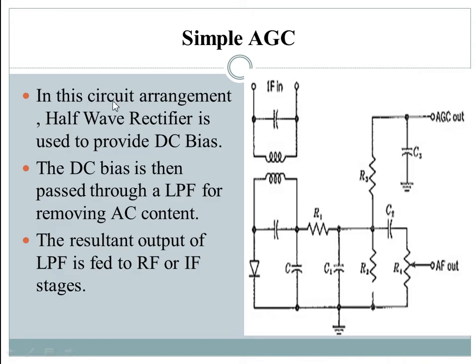This is the block diagram of simple AGC. The first block is the half-wave rectifier. Here you can observe we have only a single diode, which acts as a half-wave rectifier. This is used to provide DC bias. Then this DC bias is passed through the low pass filter. The purpose of the low pass filter is that if there are any AC components, they will be removed here, and the low pass filter output is fed to the RF or IF stages. Next to this we have the RF and IF stages. This is regarding simple AGC.